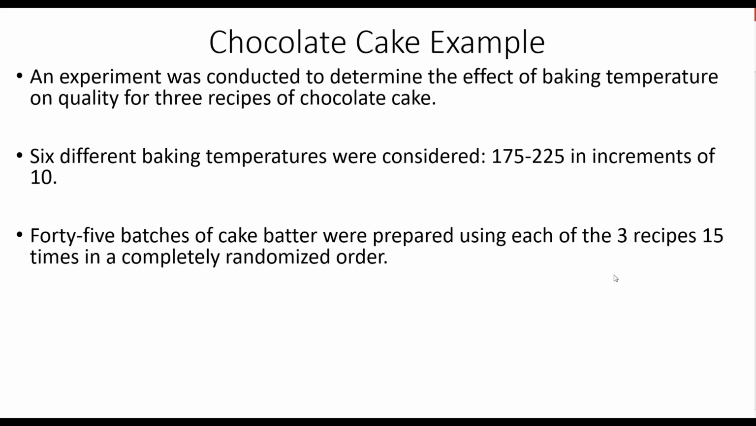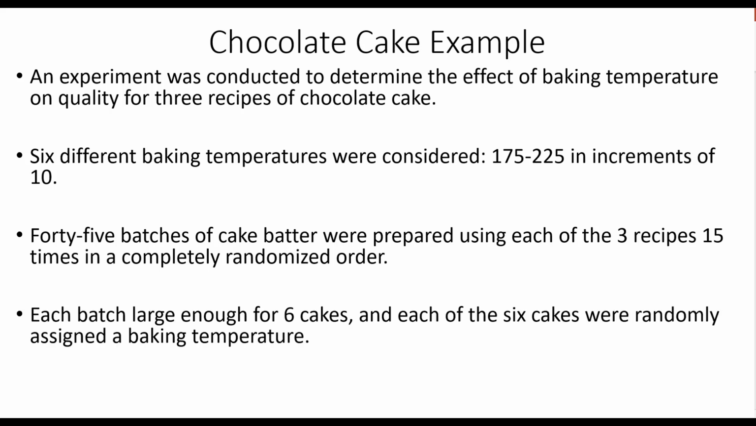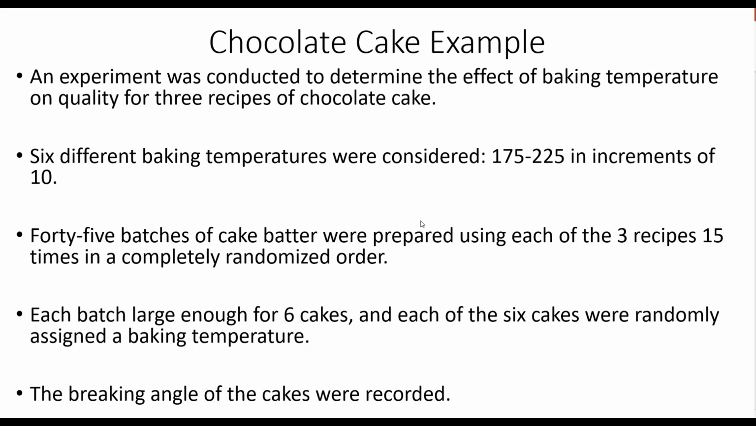So they created 45 batches of cake batter, kind of randomly assigned the cake batter a recipe, and if that's all they did, this essentially would be a completely randomized design. But they're also interested in baking temperatures, so each large batch was enough for 6 cakes, coincidentally, and each of those 6 cakes was randomly assigned a baking temperature. And after the cakes were baked, the breaking angle of the cake was recorded.